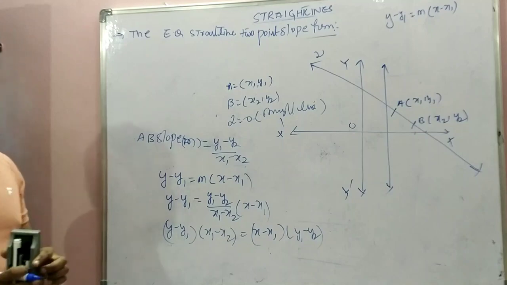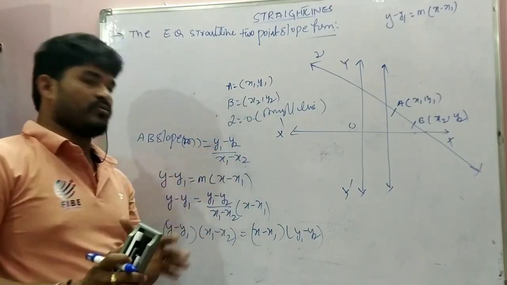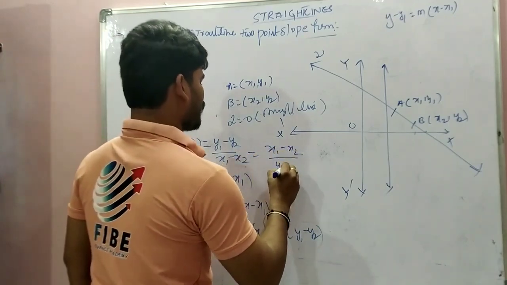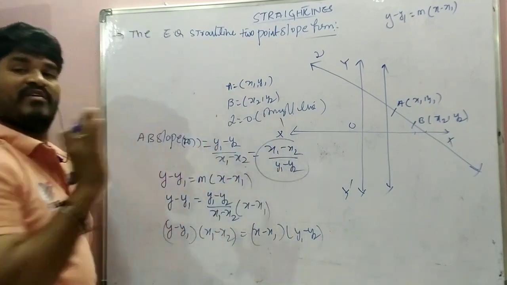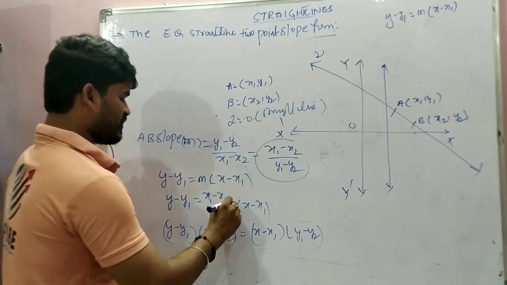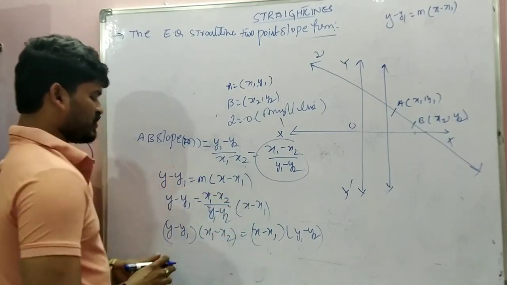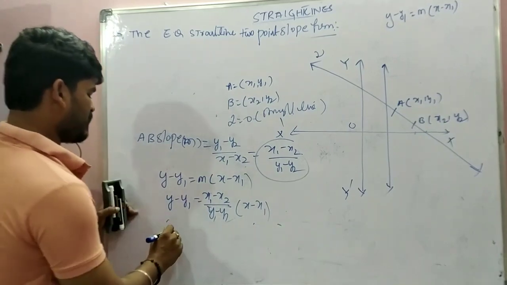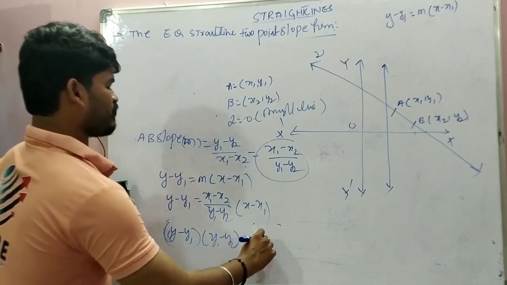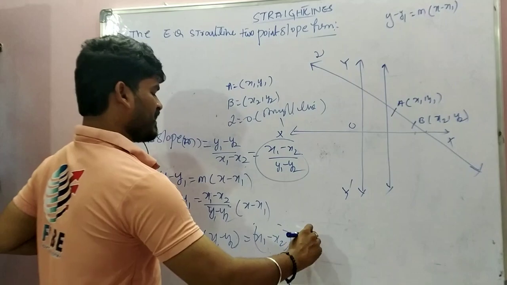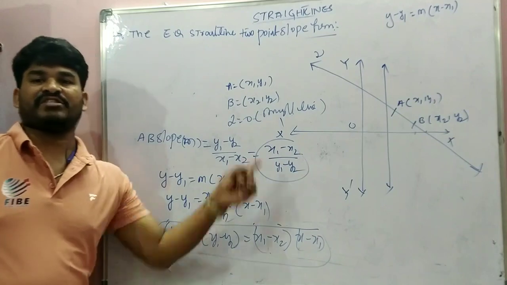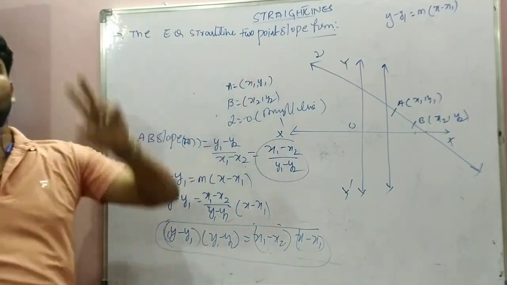Actually we took the slope as (y1 - y2)/(x1 - x2), but we can also take it as (x1 - x2)/(y1 - y2). So changing the equation, we get (y - y1)(y1 - y2) = (x1 - x2)(x - x1). This is the equation of the straight line through two points.